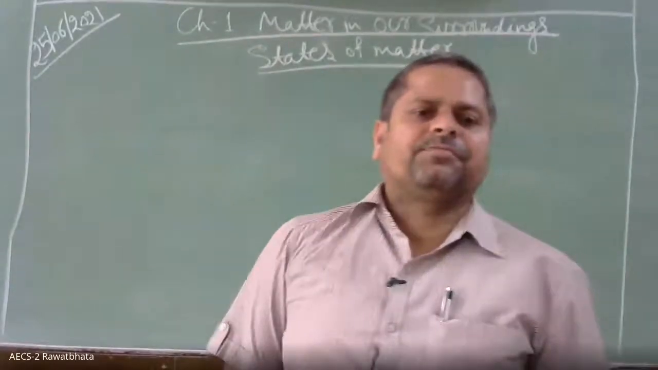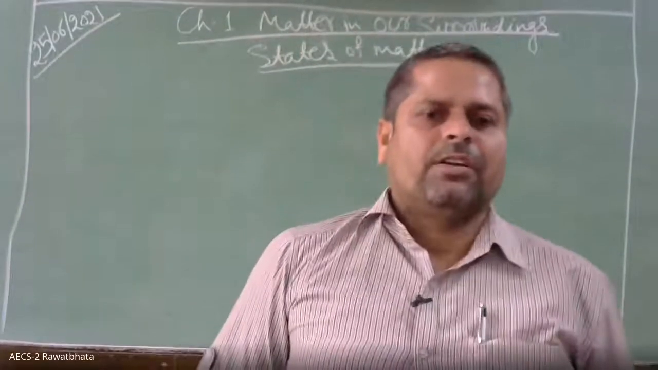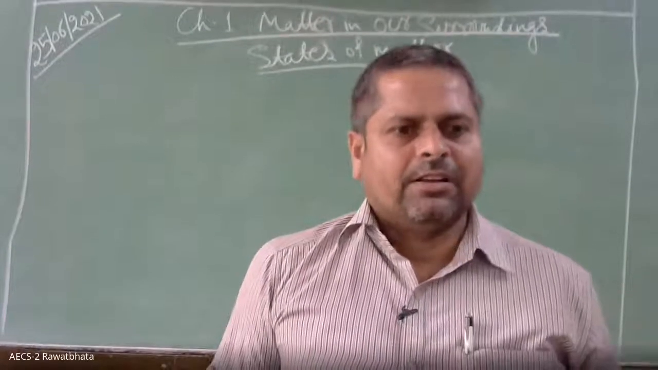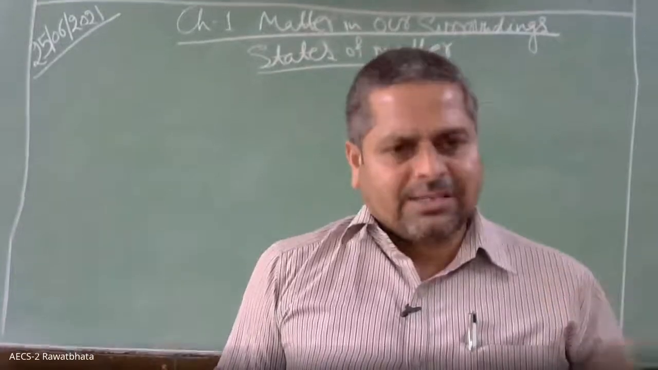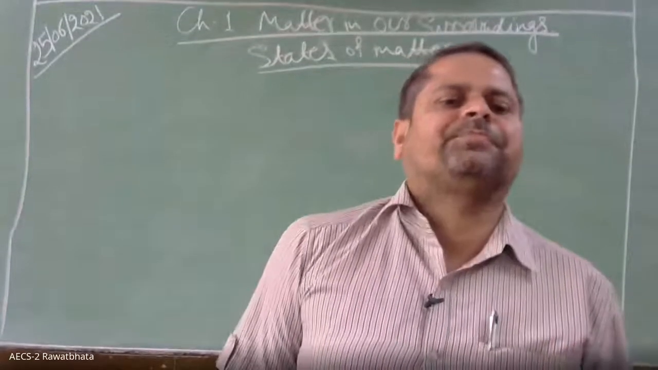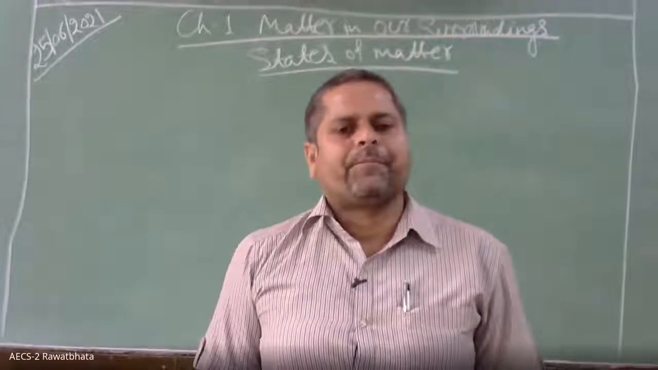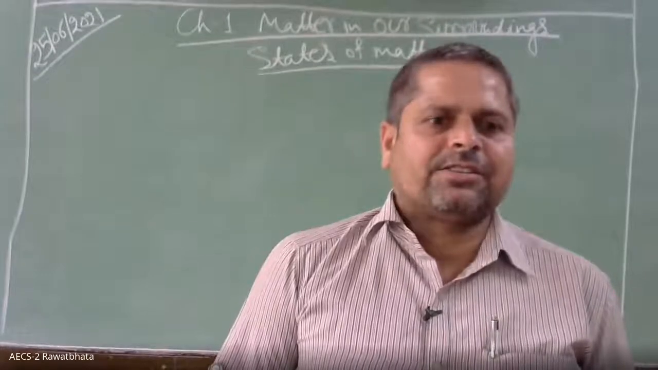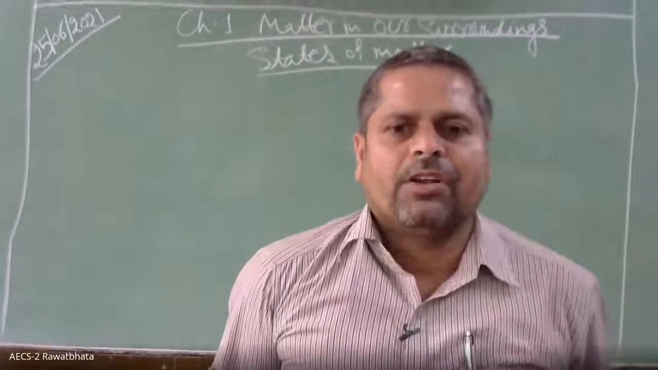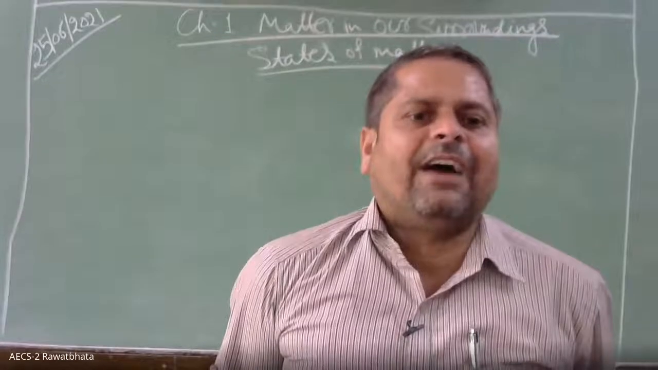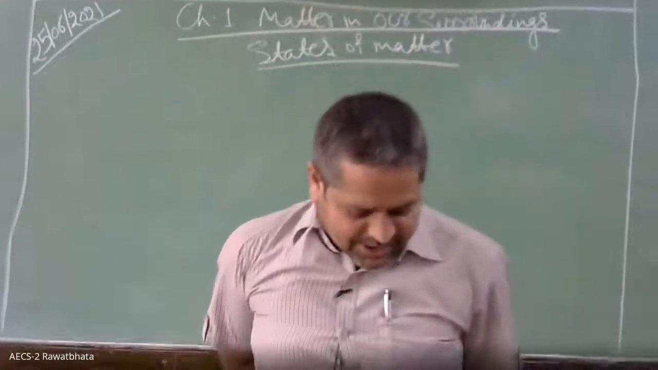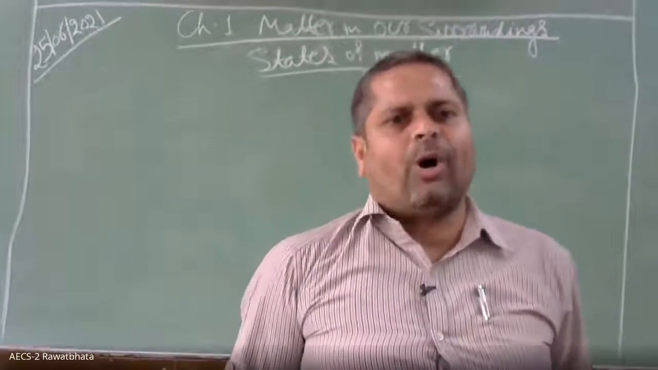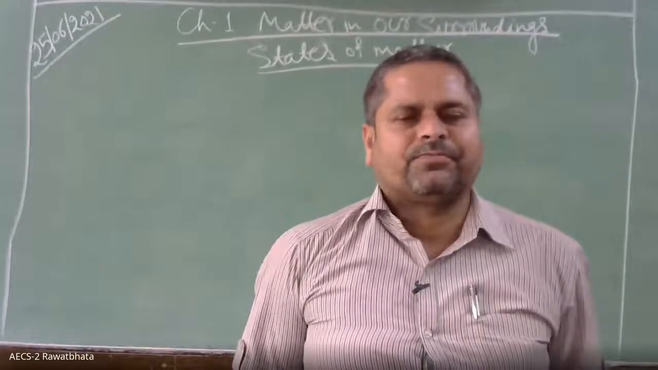In the previous class, we have seen that matter is something that has some mass and occupies some space. And matter is made up of very fine particles called atoms. And these particles have some characteristics that we have studied in the previous class. Let us recapitulate once again the characteristics of particles of matter.